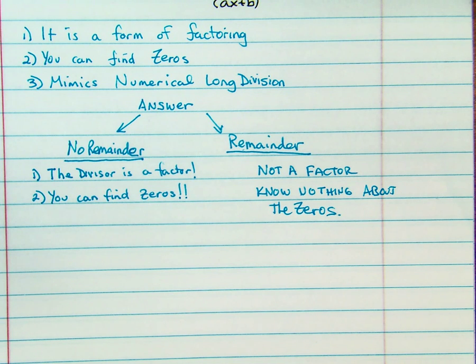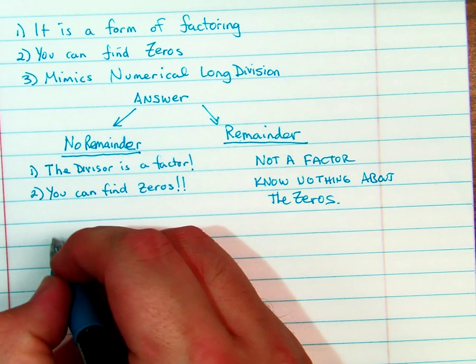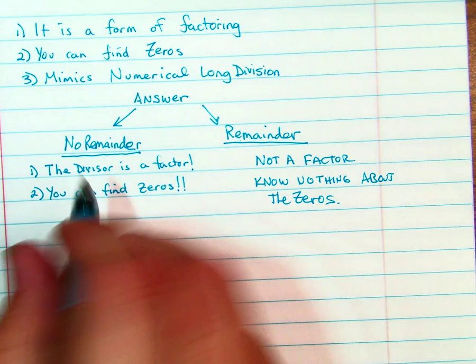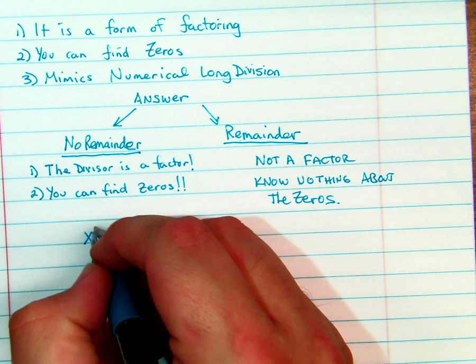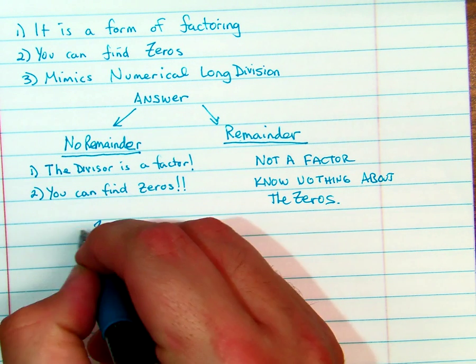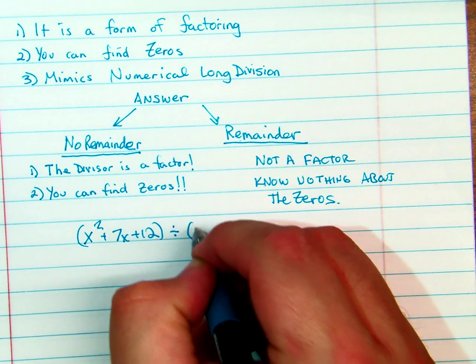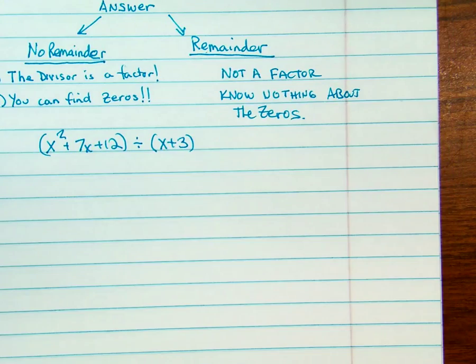So, this is what something might look like. And I'll do one without a remainder to start with. You have x squared plus 7x plus 12, and it's going to be divided by x plus 3. So this is the case.